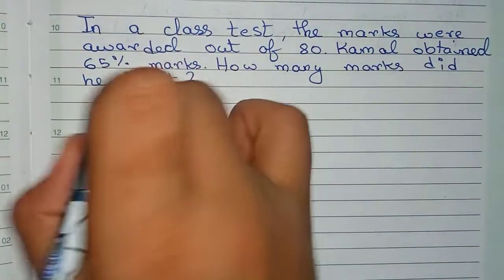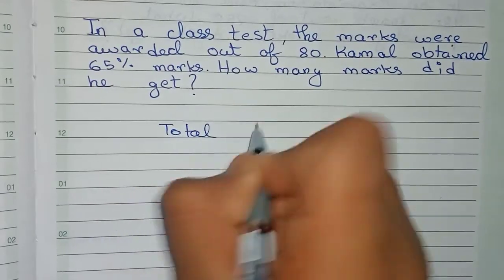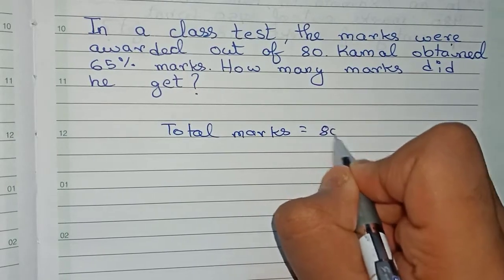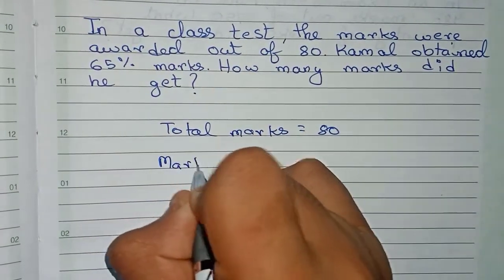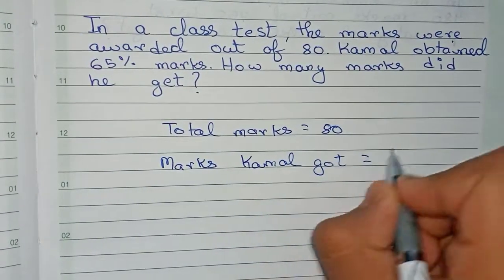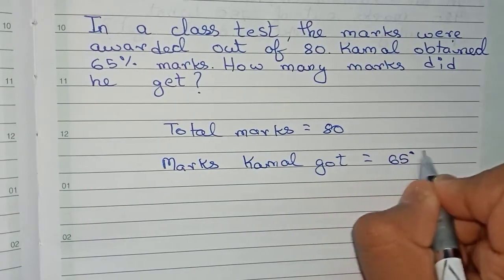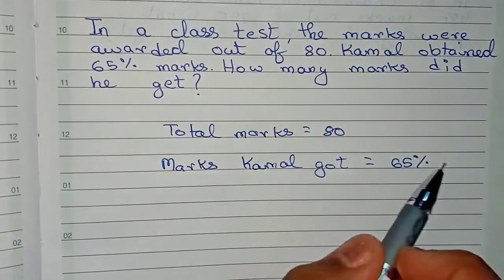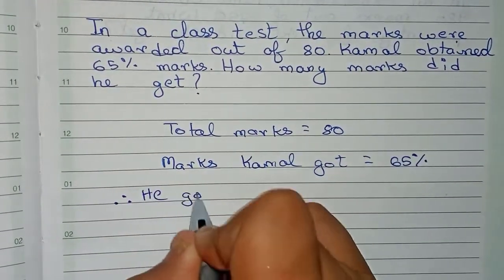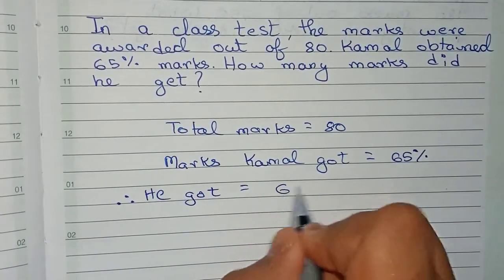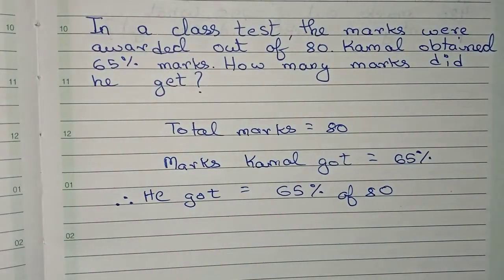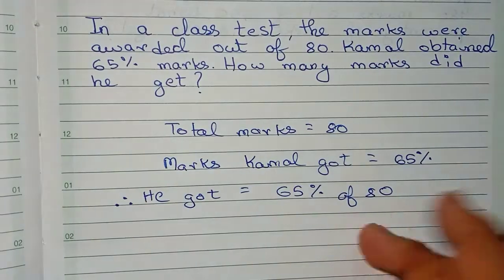So we solve this. First, total marks equals given 80. Now I write marks Kamal got equals to... So he got 65% marks. This is the percentage of marks that he got. So therefore, marks he got, that will be 65% of 80. 65% is the percentage of marks that he got, and 80 is the total.